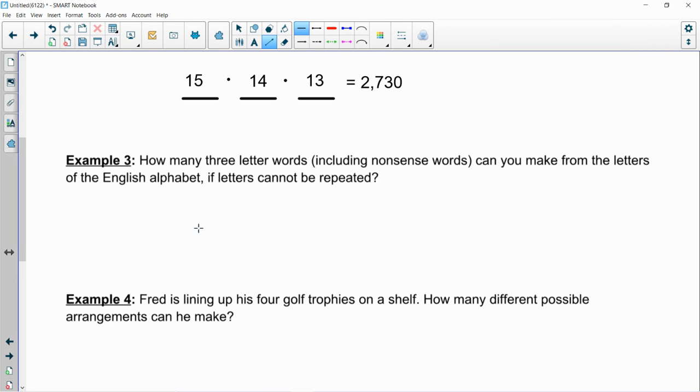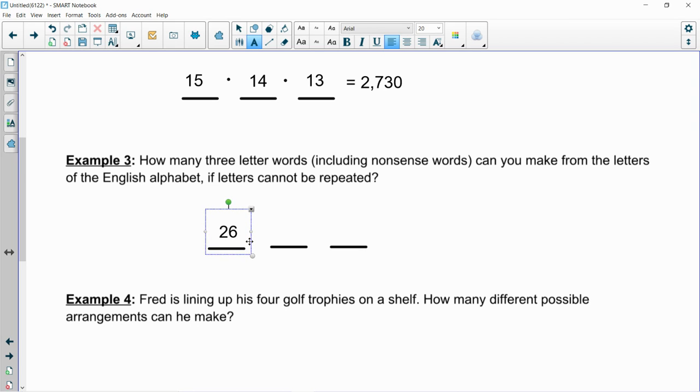All right, so now we're making 3-letter words. So we have to start our modeling by putting 3 line segments together. So go ahead and arrange those. Space them out a little bit. There we are. Okay, so I can choose any letter in the alphabet to go first. Well, there's 26 letters in the alphabet, so that's how many choices I have. So then I place one of the letters there.